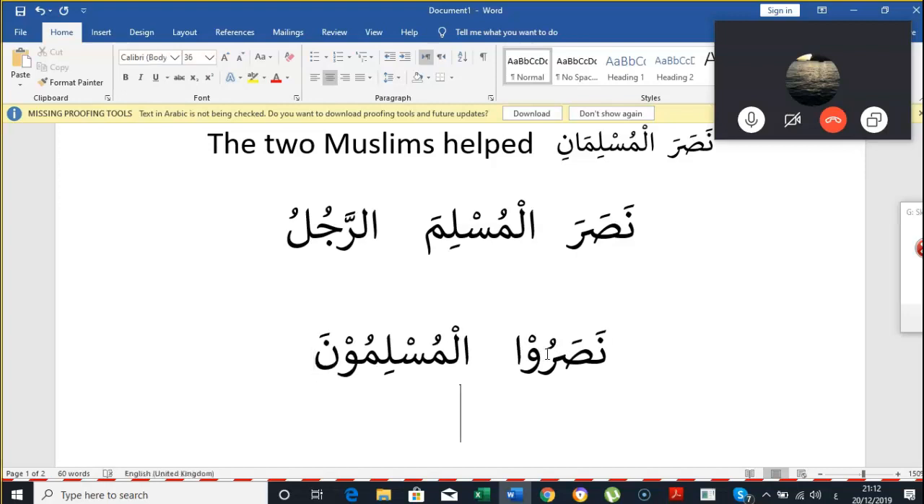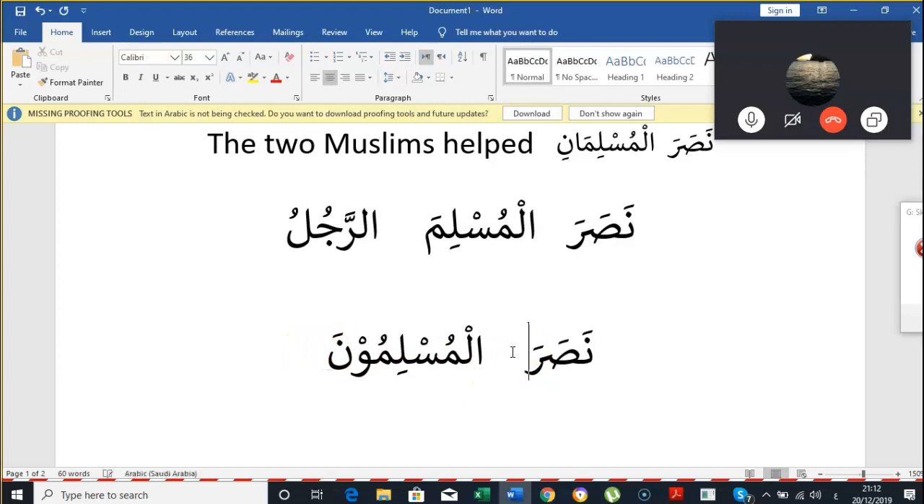Translate that. Nasaru al-Muslimuna. Very good. Why can't you? This doesn't make sense in Arabic. MashaAllah, good. Why doesn't it make sense? Very good. And you have a rafa afterwards. You can't do that in Arabic. You have to say Nasara al-Muslimuna. So the translation is? No, not Muslim. The Muslims helped. So be careful with that.